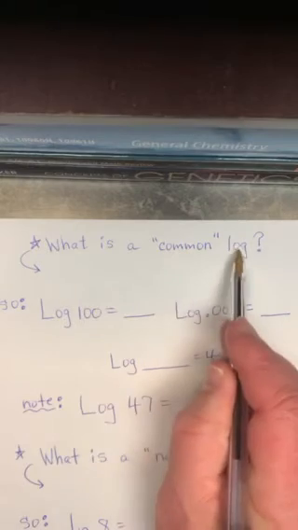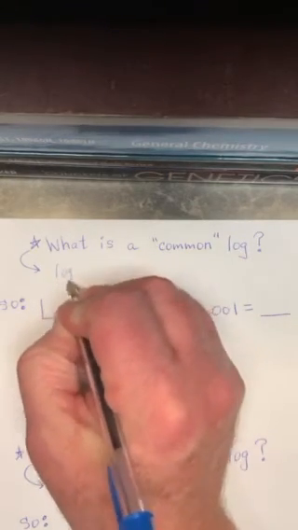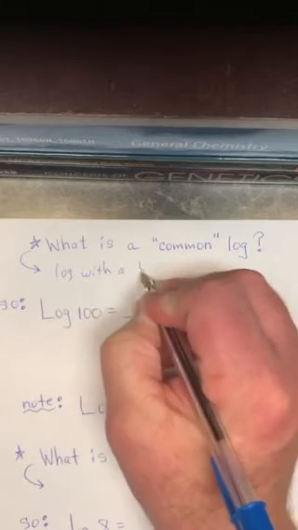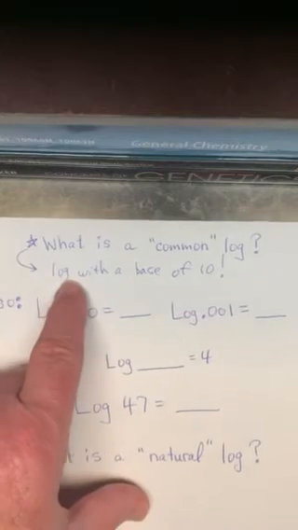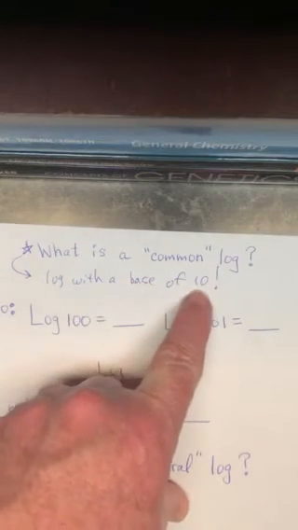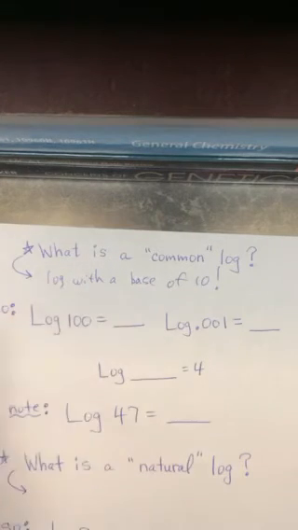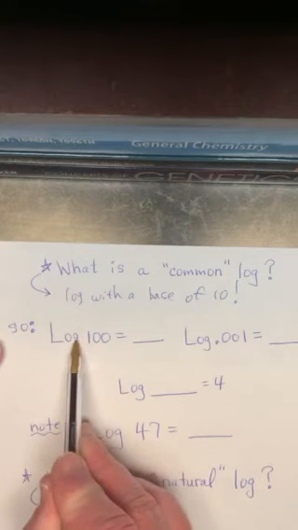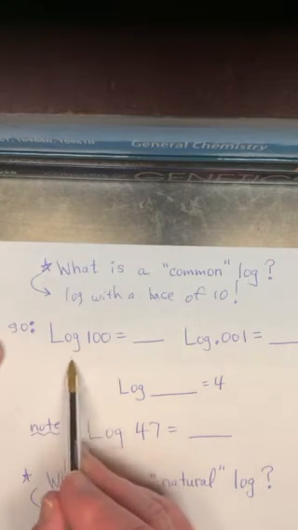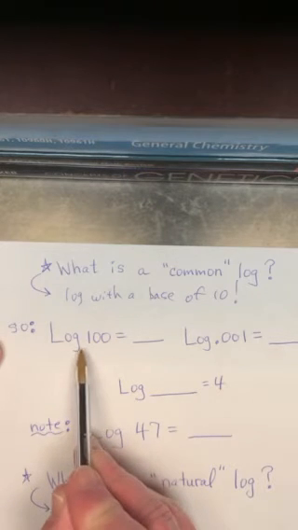Oh, a common log is a log with a base of 10. It's a logarithm with a base of 10. That's the log button that's on your calculator. If you look on your calculator, there is a log button, and that log button is understood to have a base of 10. So if you ever see the word log and you don't have a base written underneath, it's understood to be a 10.